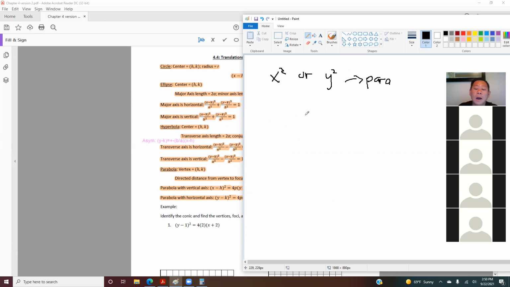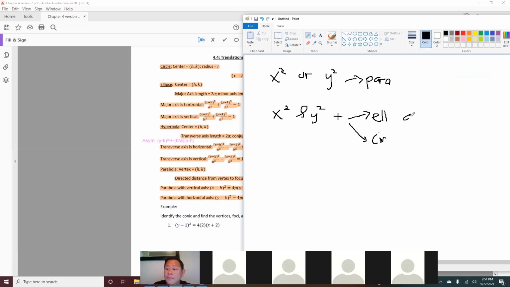If you have x squared and y squared together, you need to look at the sign. If both are positive, x squared is positive and y squared is positive, then you will get either an ellipse or a circle, depending on your A and B. If your A is greater than B, you will get an ellipse. If your A is exactly the same as B, you'll get yourself a circle.